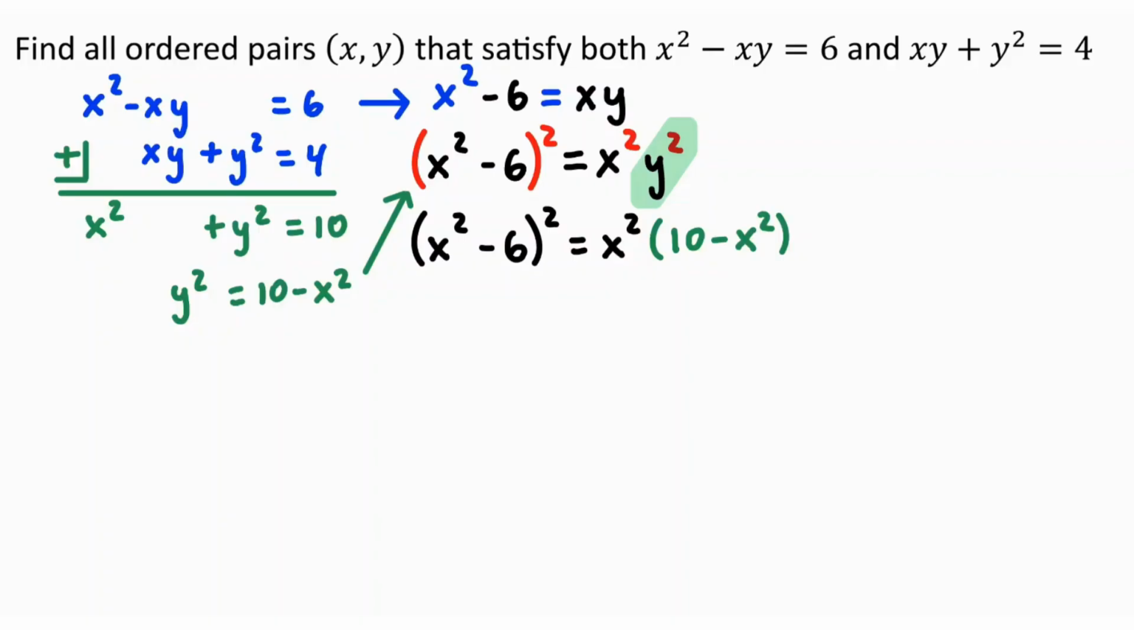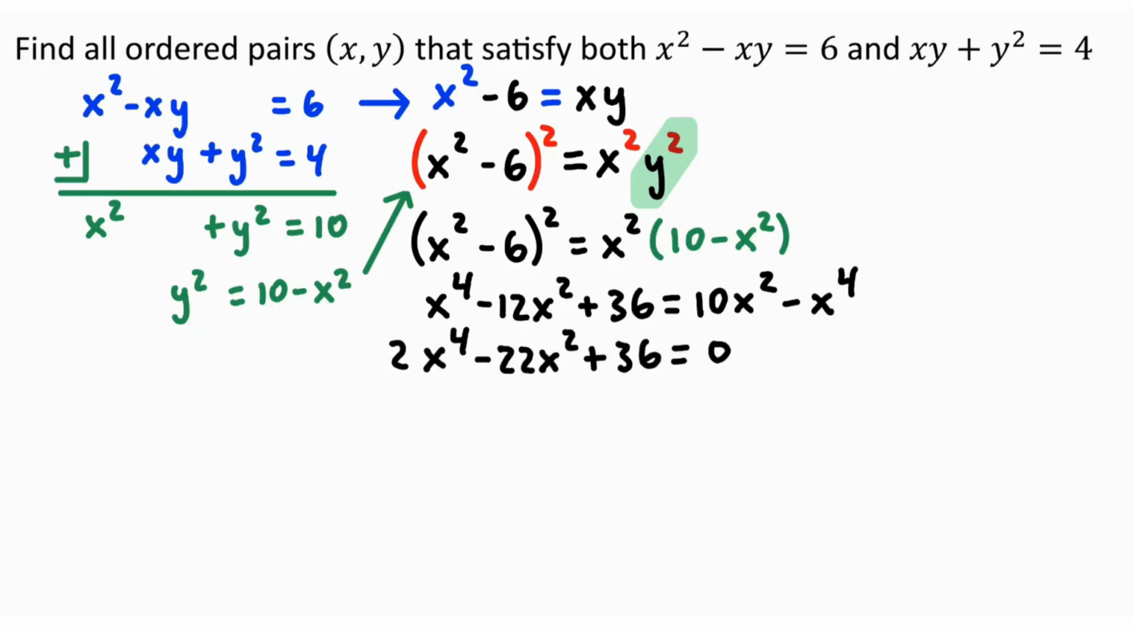We'll expand both sides. The left side will expand to x to the fourth minus 12x squared plus 36, whereas the right hand side expands to 10x squared minus x to the fourth. Let's subtract 10x squared from both sides and add x to the fourth to both sides to yield 2x to the fourth minus 22x squared plus 36 is equal to 0. We'll notice everything is divisible by 2, so we'll divide by 2 to get x to the fourth minus 11x squared plus 18 is equal to 0.